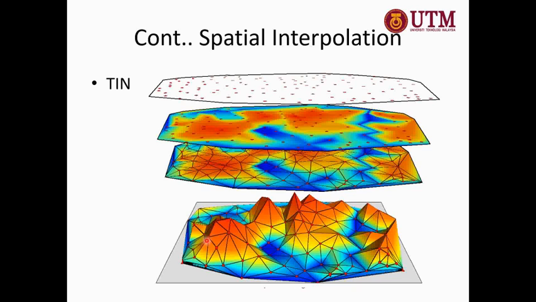So this point is connected, so they assume this is the slope like this. So that's why we call it the assumption or interpolation. We interpolate data for the unknown area based on the known data. So that is the theme.